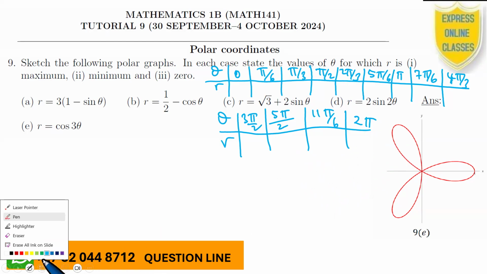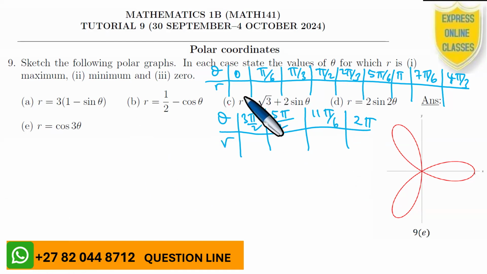Okay, let us fill in the table. Now we're going to start. Cosine 0 is 1. This one is going to be 3 times pi over 6, which is 3 pi over 2. Cosine pi over 2 is 0. And then this one is minus 1. 0. 1. Okay, 5 pi over 3.